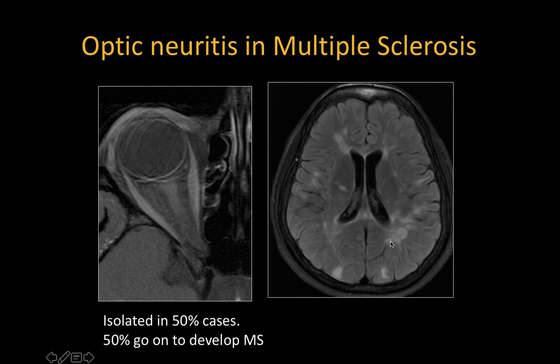And also this patient had multiple brain lesions, that is multiple plaque-like lesions in the periventricular white matter which are perpendicular to the lateral ventricles. There are multiple juxtacortical lesions also. So this is classic multiple sclerosis.